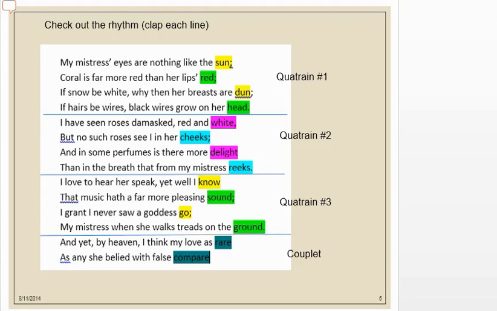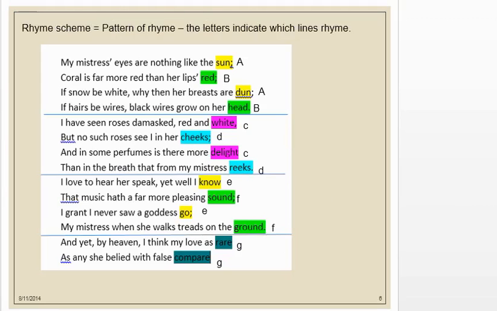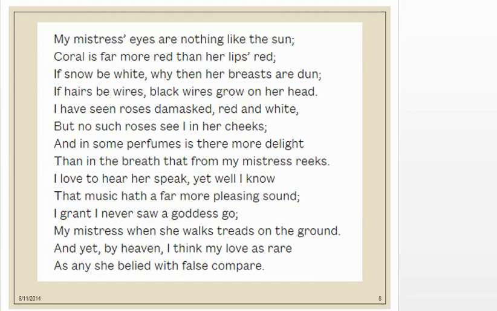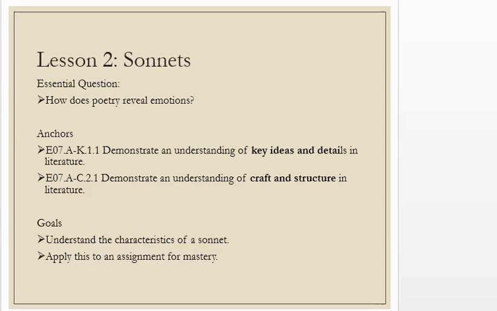You've got quatrains and a couplet. You've got a rhythm. You've got a rhyme scheme. And then I need you to understand what's going on within each line. If you can show me that, then you've mastered those two anchors that we talked about, key ideas and details, and craft and structure, and you will get a solid grade, and that grade will reflect your mastery.